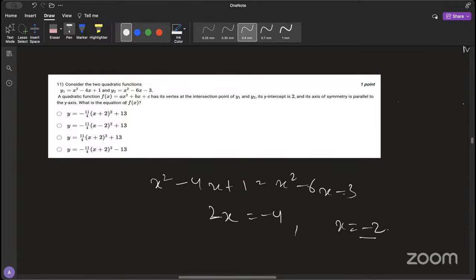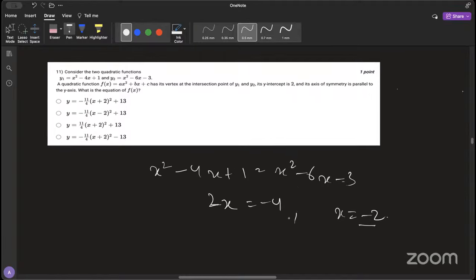The third quadratic function has its vertex at the intersection of these two quadratic functions, right? And the intersection is x equals -2. So if I put -2 here, I'll have 4. Then if I put it here, it will be -8 plus 1, so this is -3, right? So y will be -3. The point of intersection is (-2, -3).